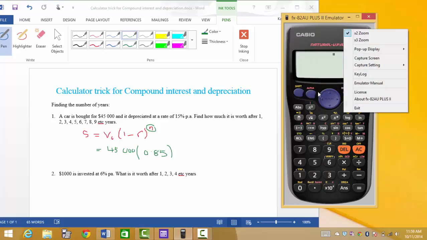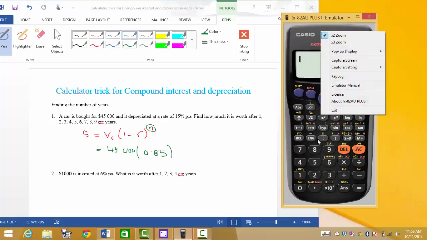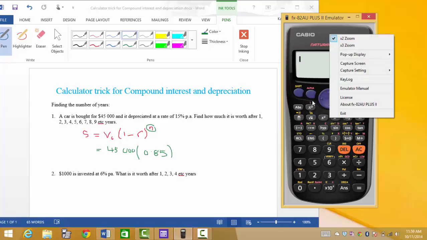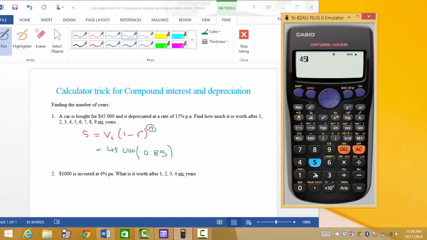And I'm going to show you how to do this on your calculator. So if I do $45,000 and I press equals on my calculator, and then I'm going to times this by 0.85, and I press equals. This is the first time I've pressed equals, and that's telling me that after 1 year my car is worth $38,250. If I press equals again, my car is worth at the end of the second year $32,512.50. And then 3 years, 4 years, 5 years, 6 years, 7 years, 8 years, 9 years, etc.